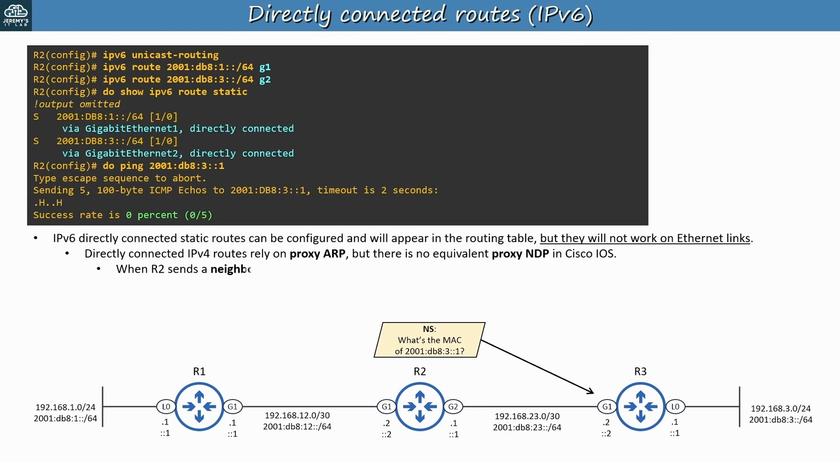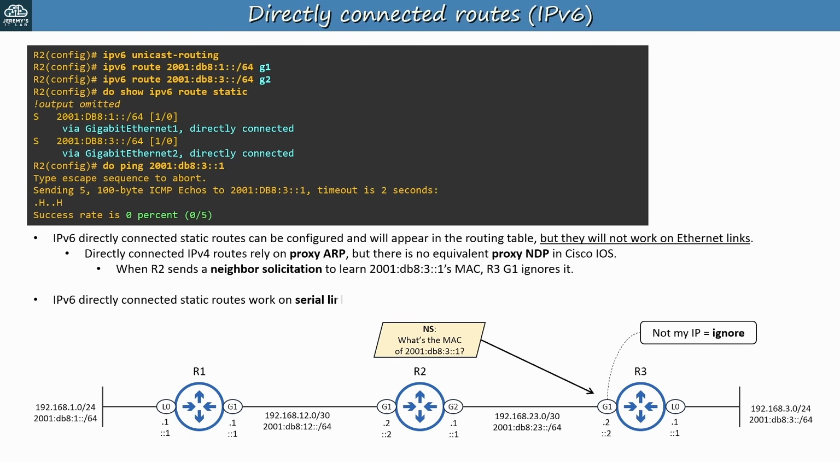When R2 sends a neighbor solicitation message to learn the MAC address, the message is destined for a different IP address, so G1 simply ignores it. IPv6 directly connected static routes do work on serial links, which don't use MAC addresses, and thus don't need to exchange neighbor solicitation and advertisement messages. But on Ethernet links, they don't work.